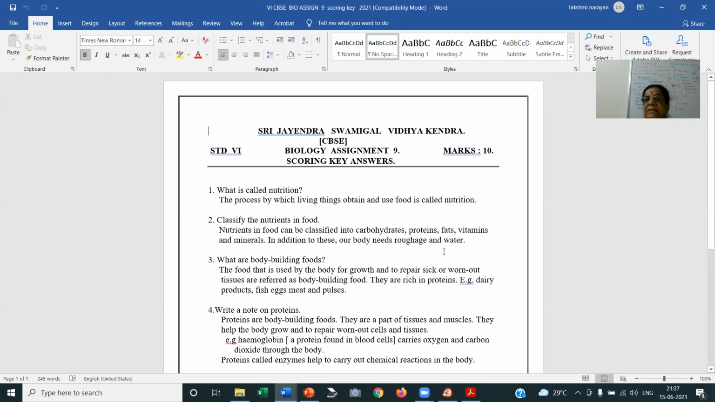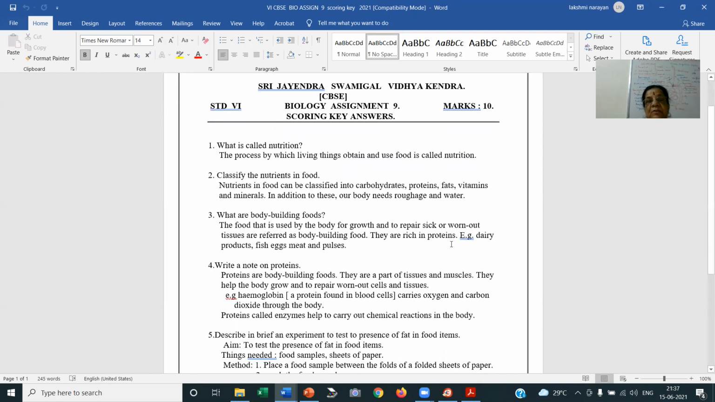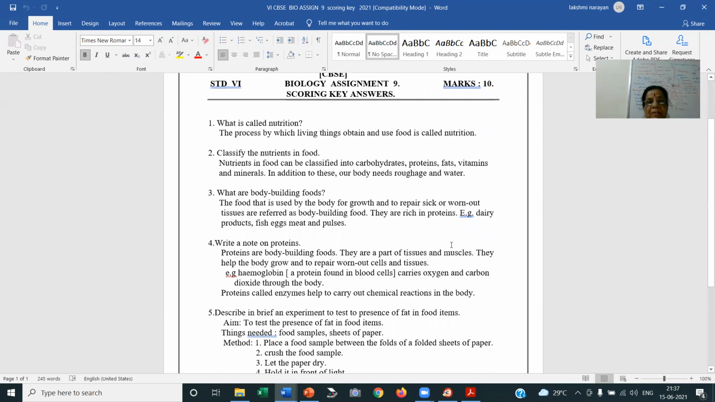Even if you did not get it right, don't worry. Understand the mistakes and then learn again correctly with these answers. The questions were: what is called nutrition? Classify nutrients in food. What are bodybuilding foods? Write a note on proteins. Then describe in brief an experiment to test the presence of fat in the given food item. I hope you understand.